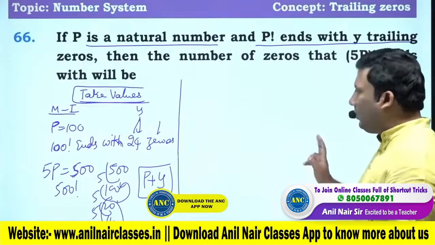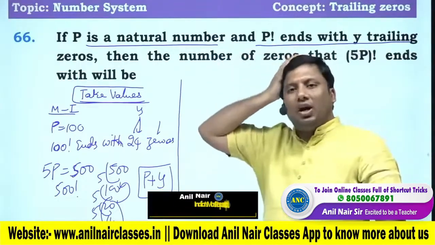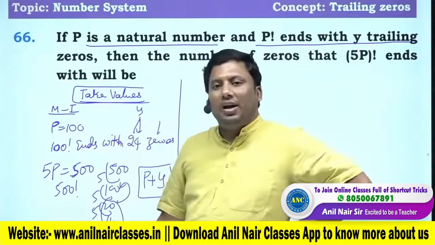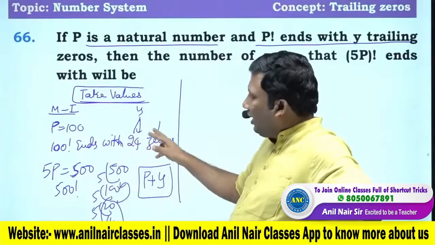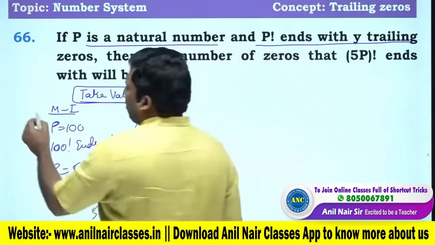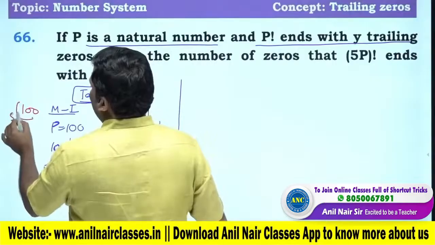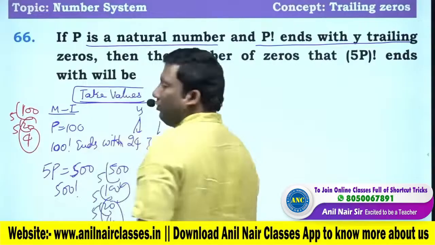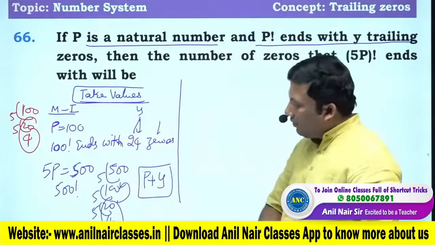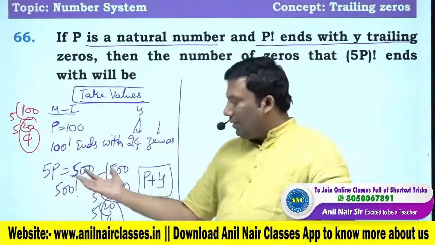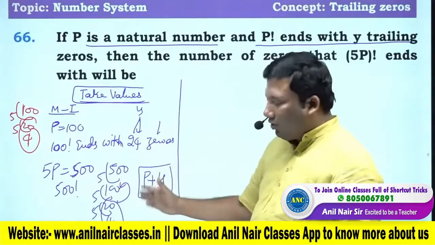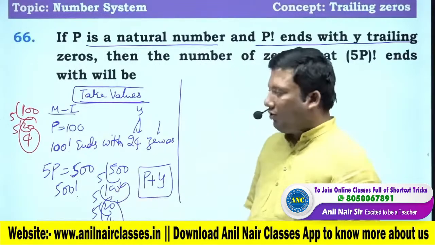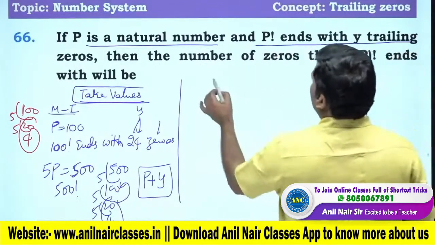This is a traditional method. Because P is a natural number, you can substitute any value. I substituted P equivalent to 100. 100 factorial ends with 24 zeros. How we got 24? 5 20s are, 5 4s are. 20 plus 4 is 24. 24 zeros it will have. 5p will become 500. 500 factorial will have 100 plus 20 plus 4. 100 is P, 24 is Y.